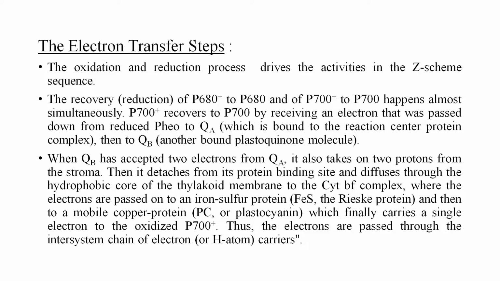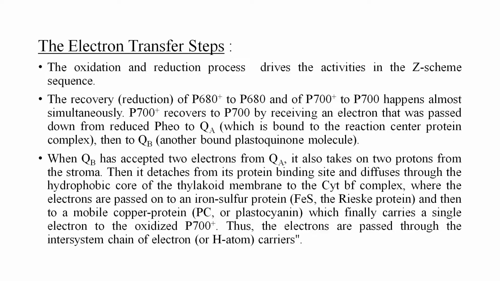And now the electron transfer steps. The oxidation reduction process drives the activities in the Z scheme in a sequence. The recovery of oxidized P680 to P680 and P700. The oxidized state of photosystem 1, P700, happens almost simultaneously. The loss of electron is simultaneous, and the recovery of electrons also occurs in a simultaneous procedure.